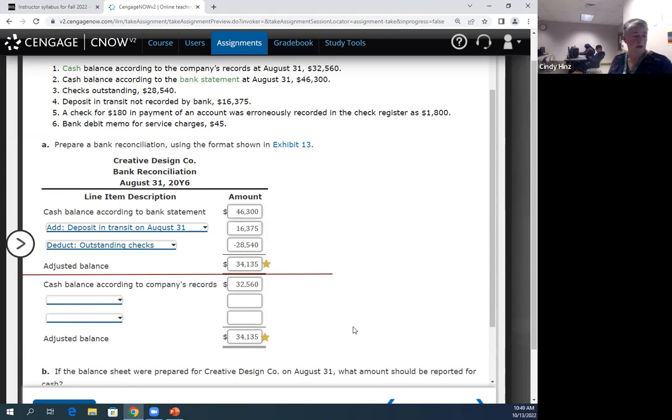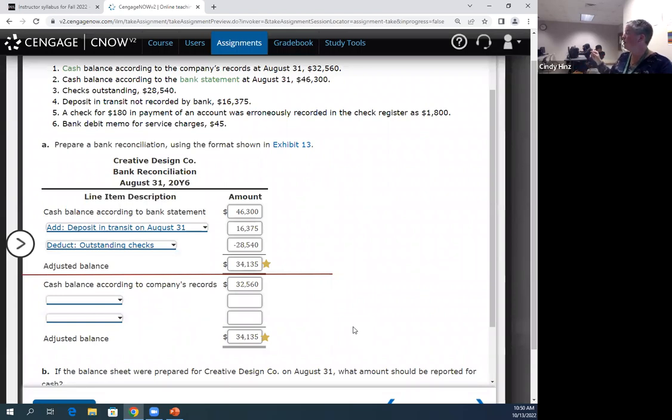And let's see what else we are told here. A check for $180 in payment of an account was erroneously recorded in the check register as $1,800. Typo. Someone just put in an extra 0. So the entry when they recorded that would have been a debit to cash and a credit to accounts receivable. Our customer owed us $180. They paid us $180, but we recorded it as $1,800.